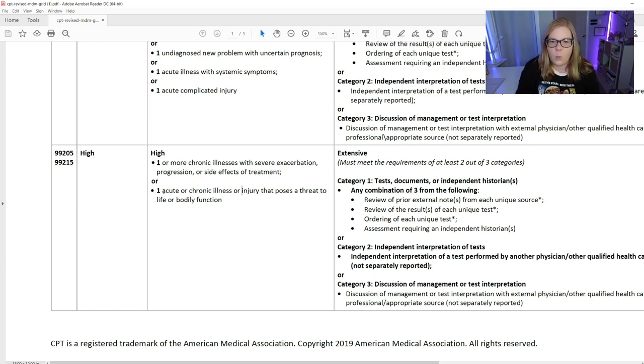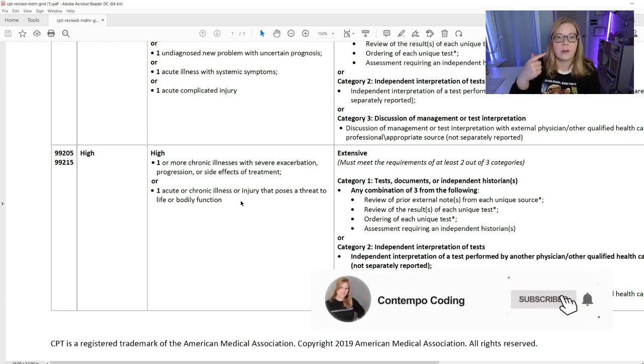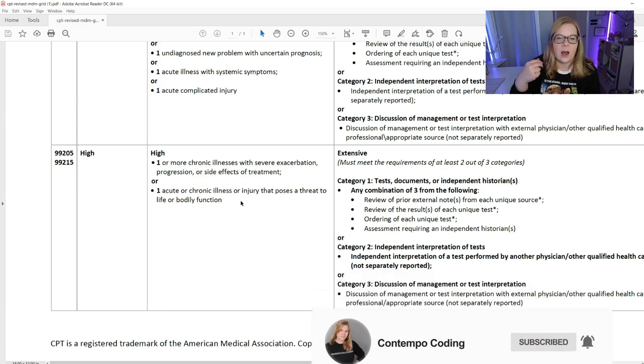Or we could meet one acute or chronic illness or injury that poses a threat to life or bodily function. So remember, bodily function is part of that. So if maybe the patient is going to lose function of their kidney or their liver, or even their ambulation because maybe they have gangrene and they're at risk of losing a limb, bodily function, that would qualify. They're posing a threat to life. They are either going to die or they are going to lose a bodily function. Something like losing their sight, losing their limb, losing their liver.